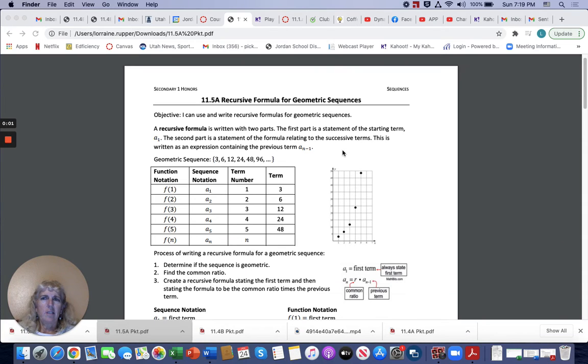Hello students, today we are going to be going over 11.5a, recursive formula for geometric sequences.